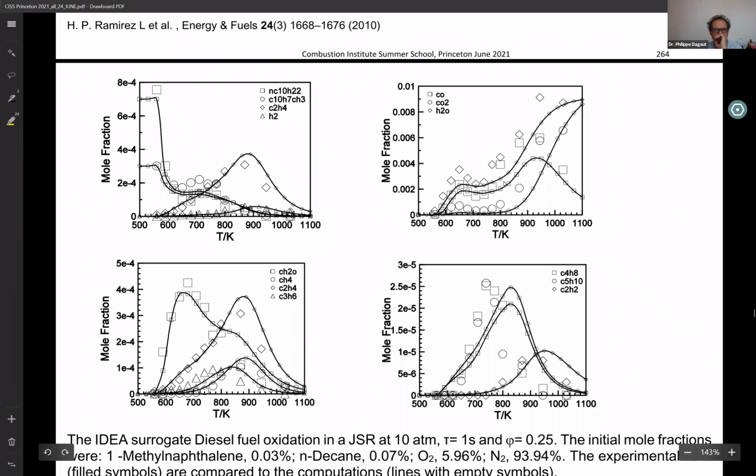Regarding CO2 and water, at high temperature we match the data, and around 800 Kelvin there is some gap here between the data and the modeling. The model under-predicts the transition between cool flame and the beginning of the high temperature chemistry. And here we can see that there is an accumulation of some intermediates until temperatures which are higher than observed in the experiments. So this is most likely causing the differences between experiments and modeling in this region.